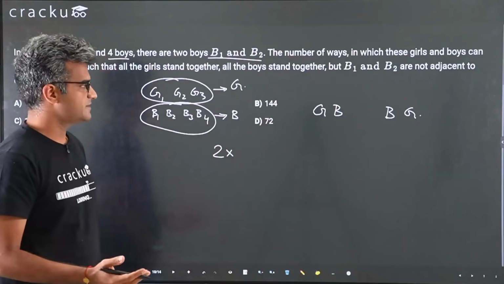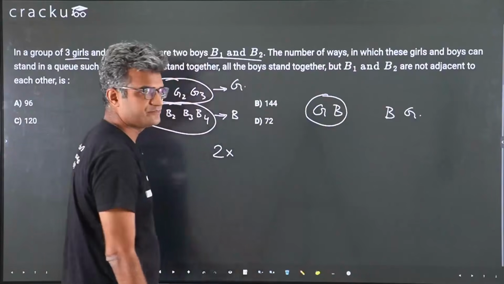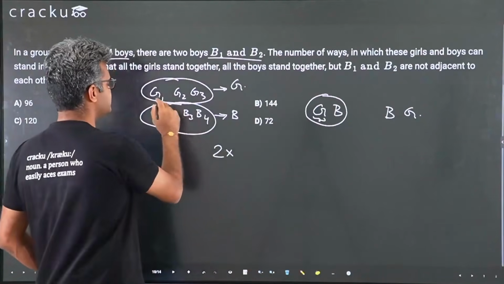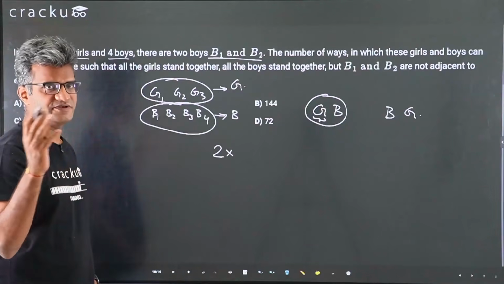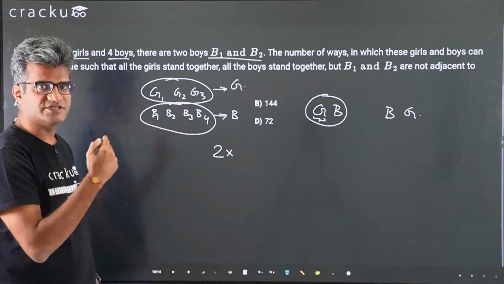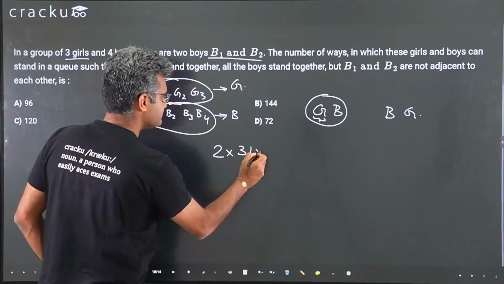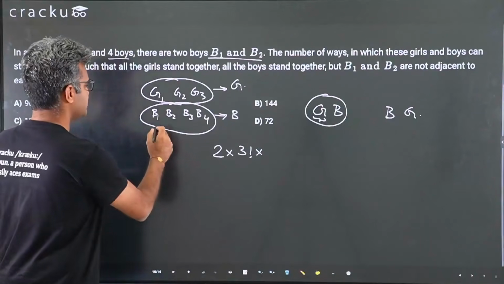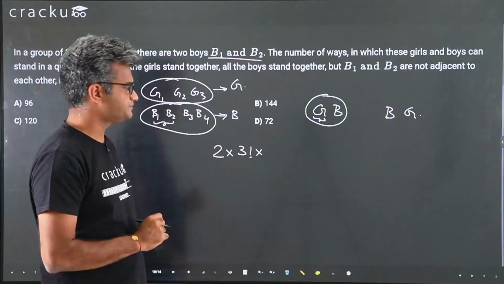Once that is selected, let us assume that we are selecting the girls to be to the left of the boys. The number of ways in which the girls can arrange themselves, that is G1, G2, G3 or G3, G1, G2 or G2, G1, G3, those three girls amongst themselves, they can arrange themselves in 3 factorial ways. Once that is done, we need to arrange the boys, but in the boys we don't want B1 and B2 to stand adjacent to each other.